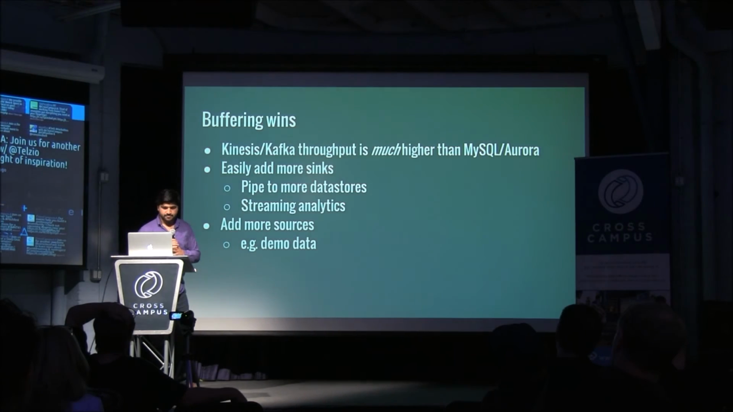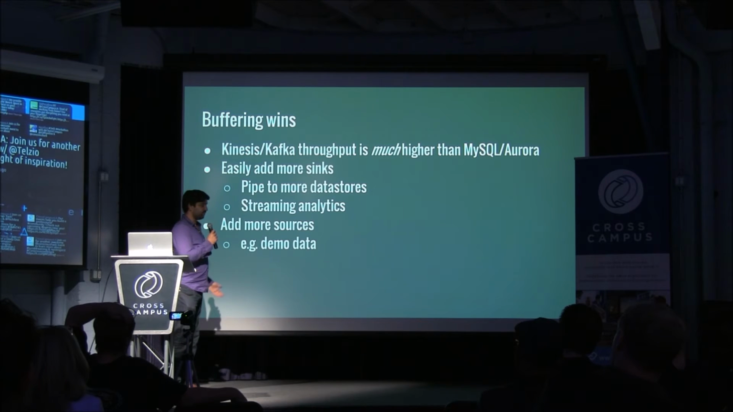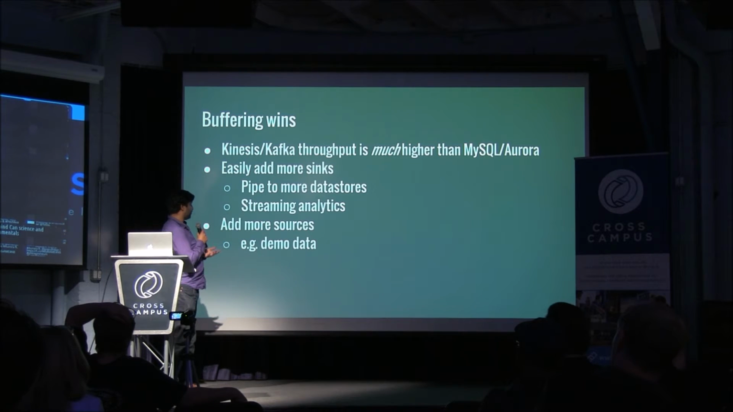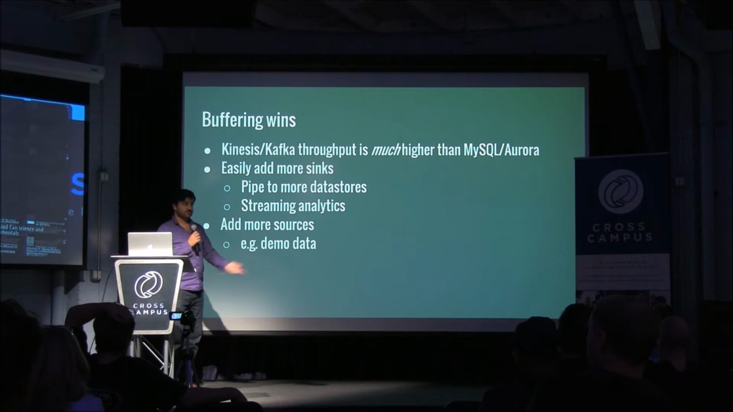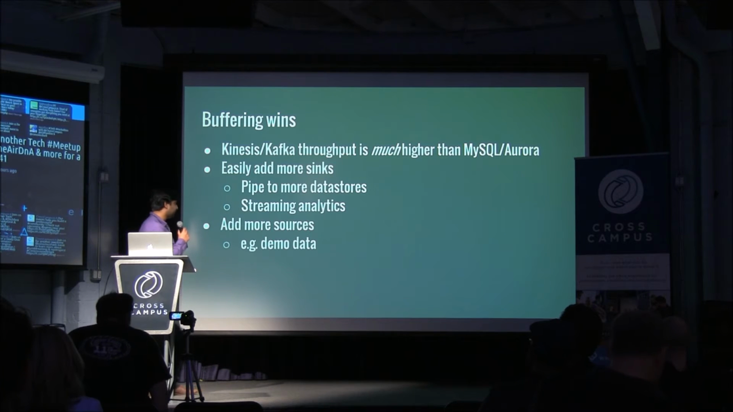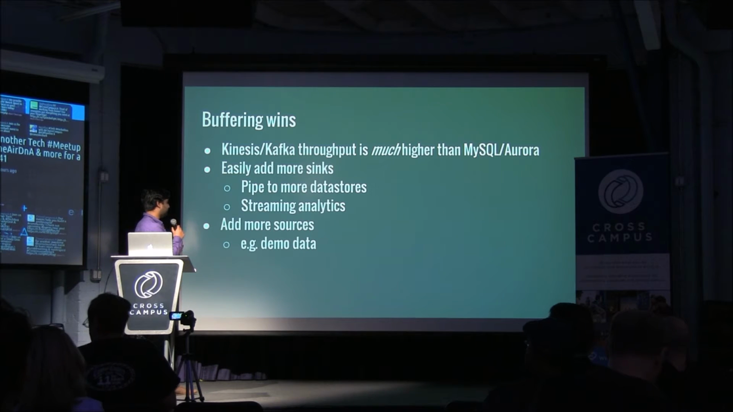And as a side effect of this architecture, we are able to just add more readers to our Kinesis stream and insert into other data stores. So now we're branching off into using S3 as raw data storage, as well as other data stores like Druid. And it's all possible because we buffered our writes.